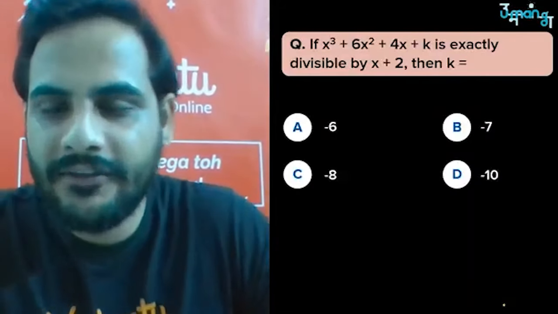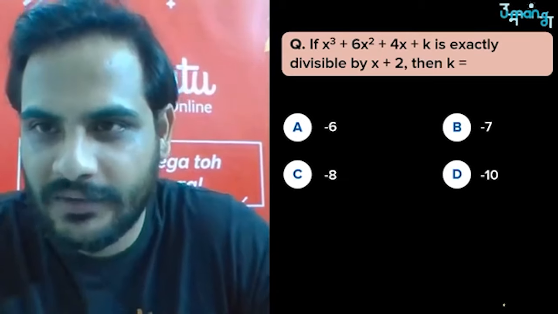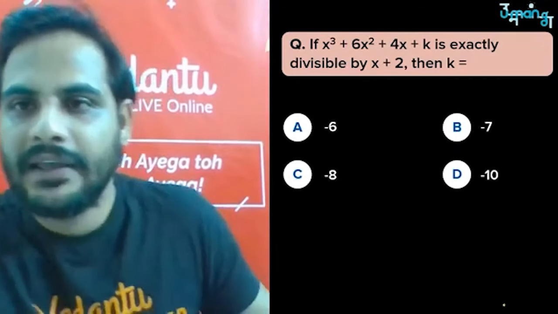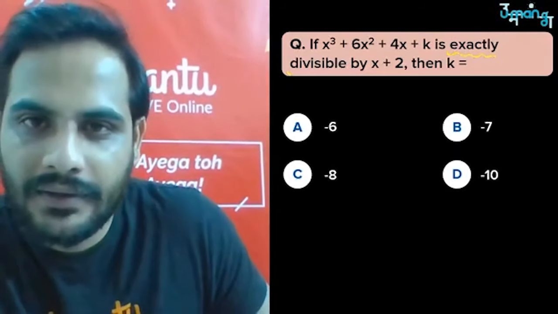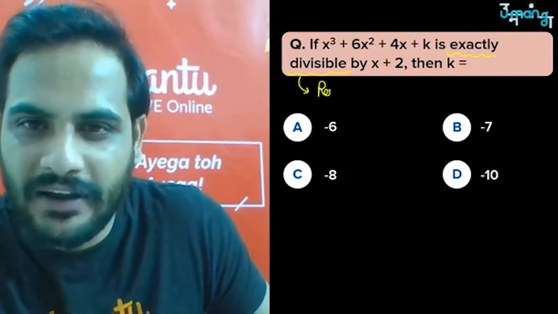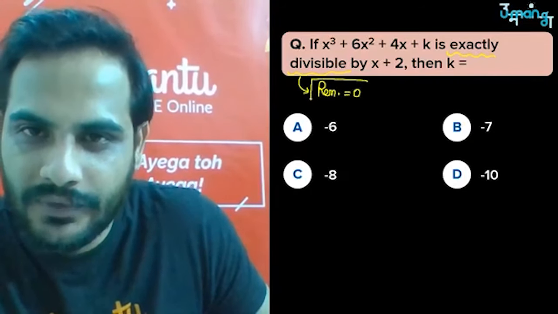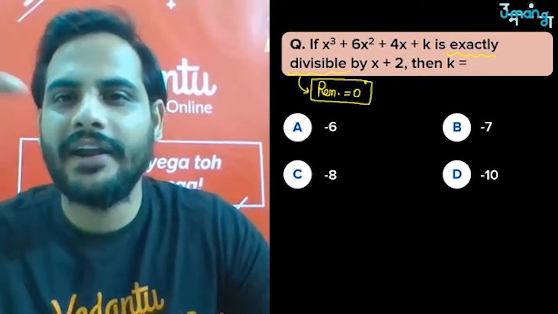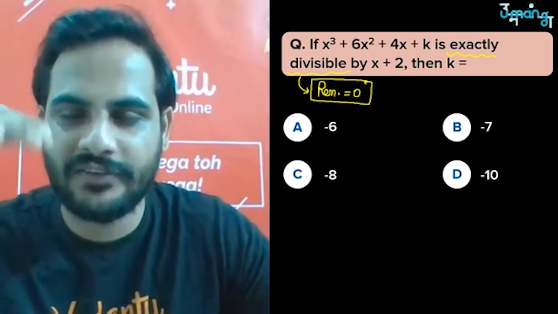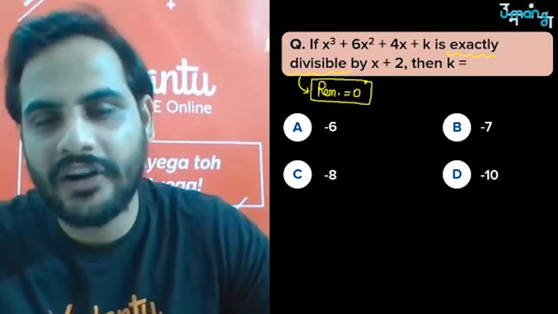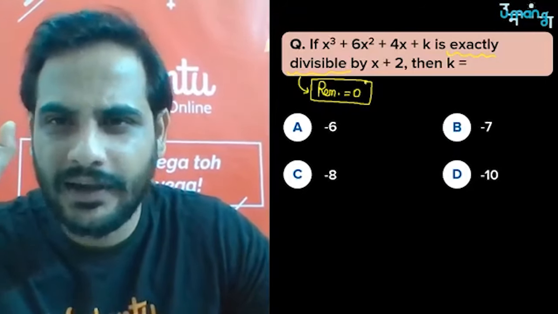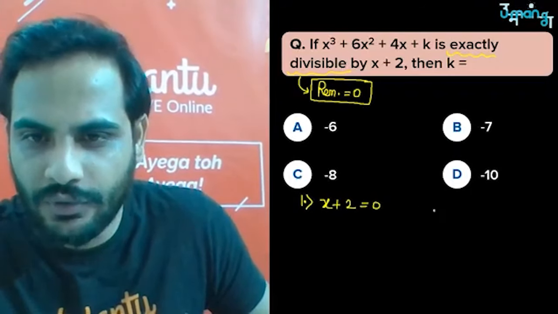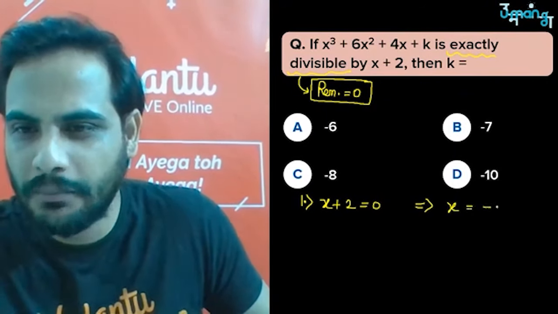Question 1. If x cube plus 6x square plus 4x plus k is exactly divisible by x plus 2, then what is k? Exactly divisible means I know that my remainder is equal to 0. So they have already provided the information that if you divide x cube plus 6x square plus 4x plus k by x plus 2, your remainder will be equal to 0. Correct? How do you get remainder, beta? First step, x plus 2 should be equal to 0. You will get x is equal to minus 2.